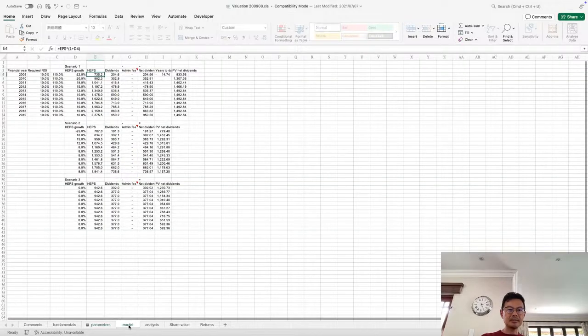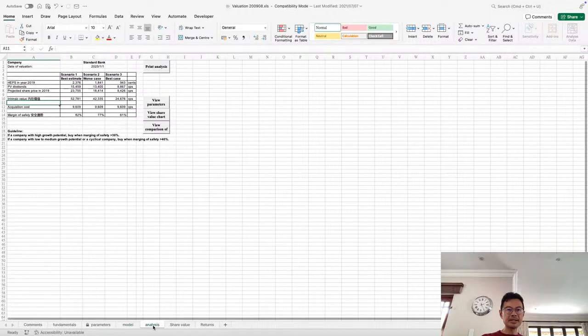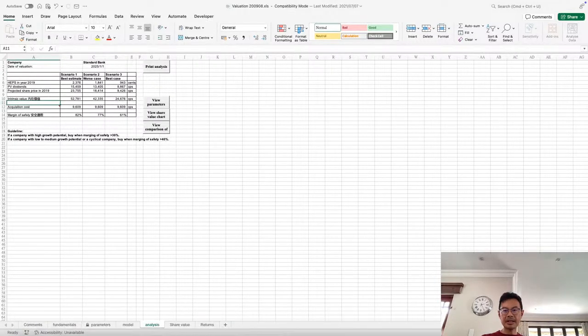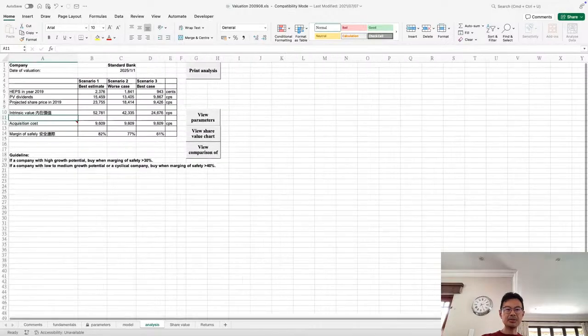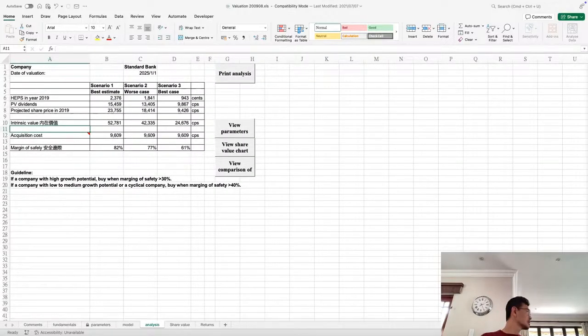Then there's the model analysis, and here I think later on I added the margin of safety, to say what the margin of safety is. This actually shows a margin of safety of 60 to 80%, which means that at that time it was very good value to invest in. Okay, so that's the model.